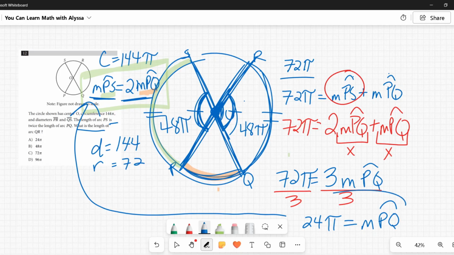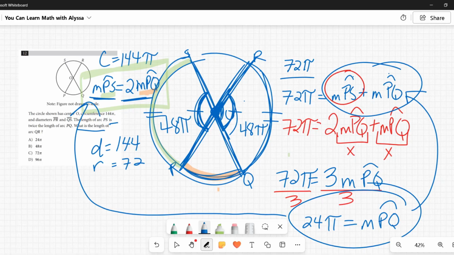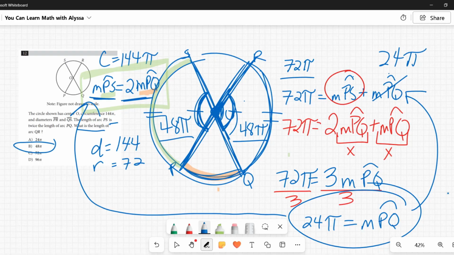At that point, once I go back a step just to show you a different way, once you have that the measure of PQ is 24 pi, you could have also gone back this way and said the measure of PS plus the measure of PQ is 72 pi. You could have put in 24 pi right there and solved for the measure of PS that way as well. Both ways work. Math is often like that, where you can do things different ways and get to the right answer. In either event, 48 pi is my answer, and that is B.